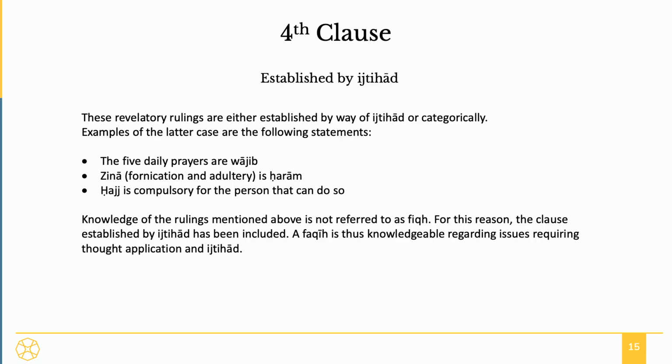So let's look through clause number 4, established by ijtihad. These revelatory rulings are either established by way of ijtihad or categorically. Examples of the latter case, in other words, that which is established categorically, are the 5 daily prayers, zina is impermissible, hajj is compulsory for the person that can do so.